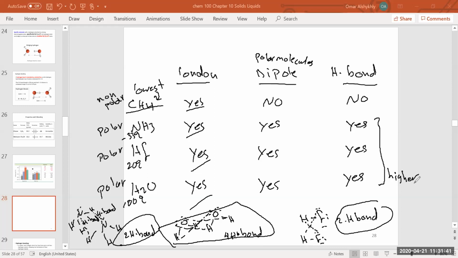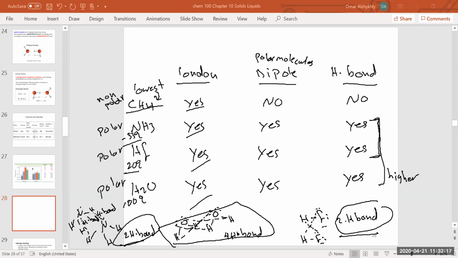The hydrogen bond is a very strong force when you compare it to the dipole intermolecular forces and the London dispersion forces. By the way, hydrogen bond is not a real bond. We call it hydrogen bond, but it is an intermolecular force. So water will be higher compared to ammonia and HF. Now let's look at ammonia and HF and see the difference. Here 20 Celsius degrees approximately, here minus 33 Celsius degrees. So why is there still a big difference if both of them have 2 hydrogen bonds?